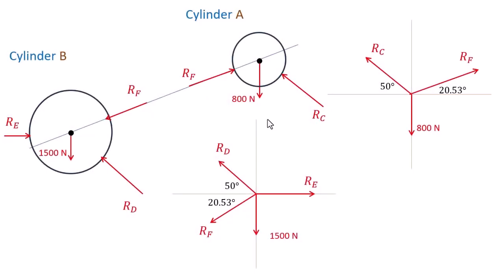Now draw the simplified force vector diagram of the same forces by moving all force vectors to a single origin point. It makes it easier to solve the problem. Now select the cylinder with fewer forces acting on it as it will be easier to analyze. Here cylinder A is subjected to 3 forces while cylinder B is subjected to 4. Therefore, we select cylinder A.